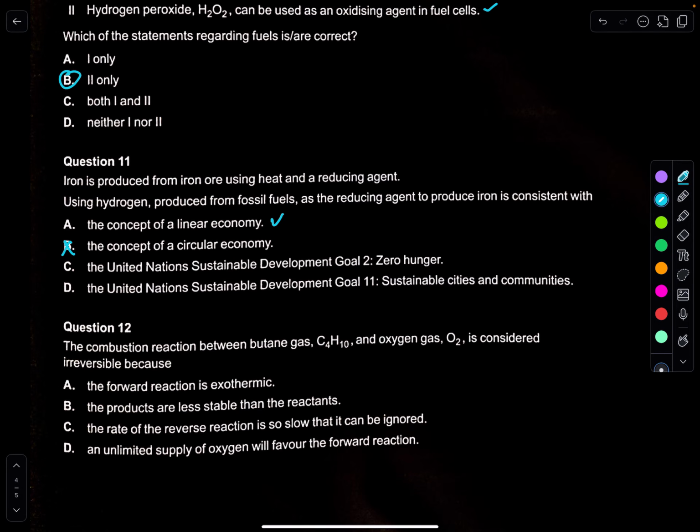The United Nations Sustainable Development Goal 0. What does it have to do with hunger and iron ore produced from fossil fuels? The United Nations Sustainable Goal is about sustainable cities and absolutely has nothing to do with that. So it's A. It is the concept of linear economy with that one.